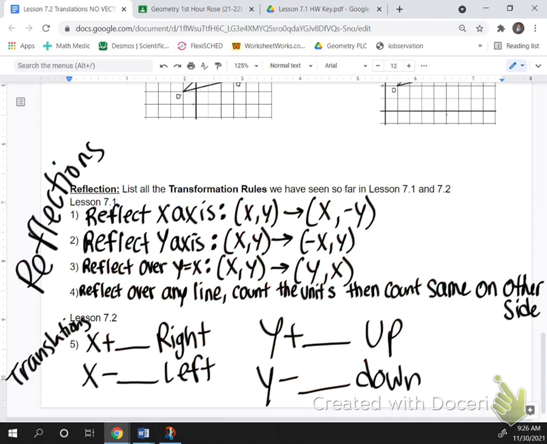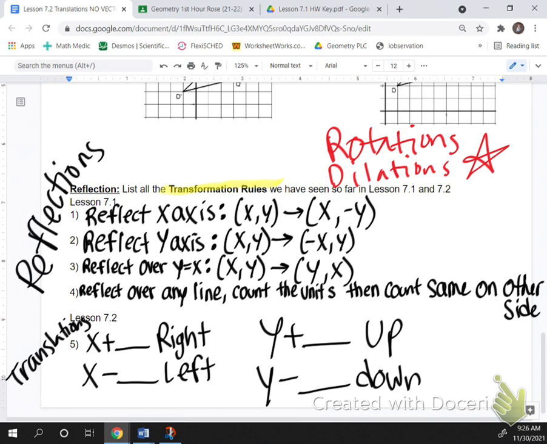Does that say translations? Yeah. So 1 through 4 are reflection rules. 5 are translation rules. Again, all of these things are called transformations. Later, tomorrow, we'll be talking about rotations. Thursday, we'll be talking about dilations and scale factors. That's coming up. Okay? Any questions about translations today? Left, right, up, down on a graph?